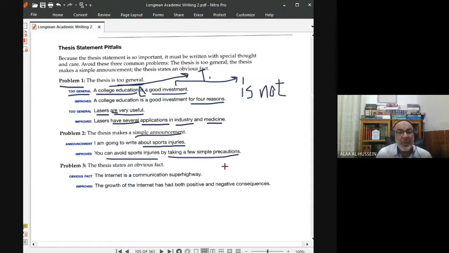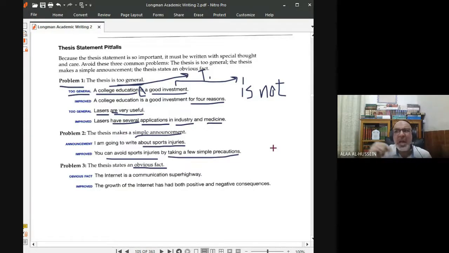Problem number 3, when there is an obvious fact. When we say to each other something obvious. The sun rises from the east. Every day the sun rises. We all know that. It's an obvious fact. So there's nothing interesting, there's no specific controlling idea about the topic. We all know that.